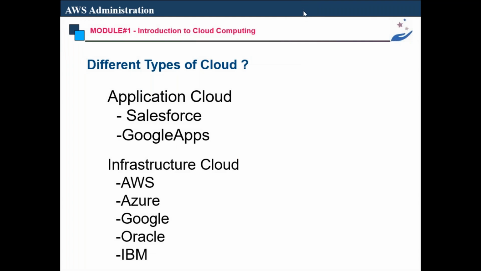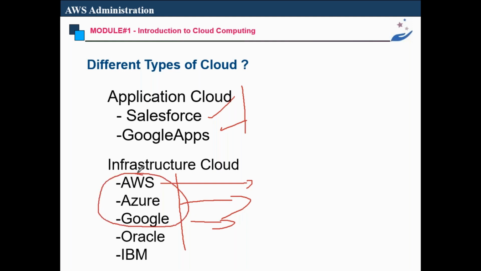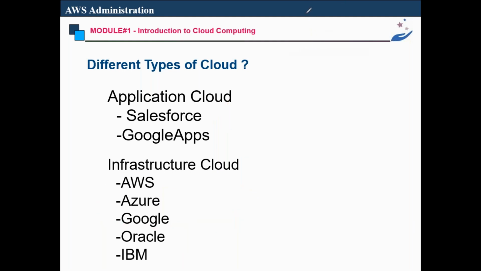Now, coming to the different clouds we have: the application cloud and the infrastructure cloud. We are more into the infrastructure cloud; we work on infrastructure cloud only, not application cloud. Some people may work on Salesforce and Google Apps. These are all application cloud, which directly provide the application. Infrastructure cloud providers mainly provide infrastructure. We are learning these three as part of our training. You already know that infrastructure as a cloud.